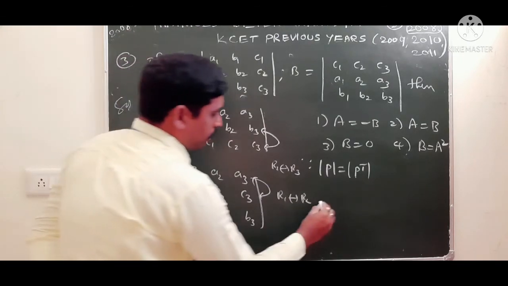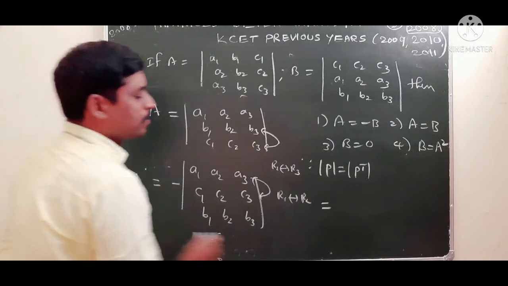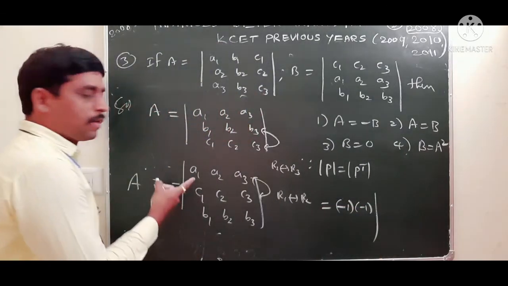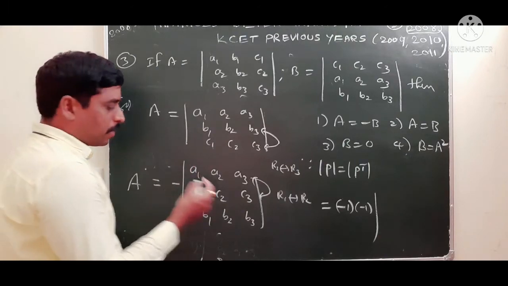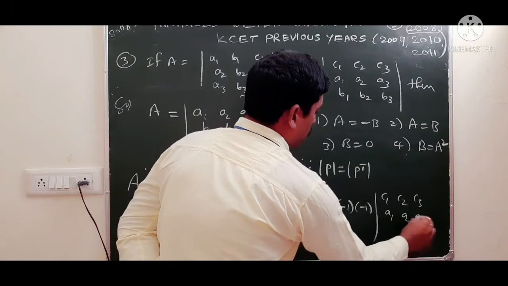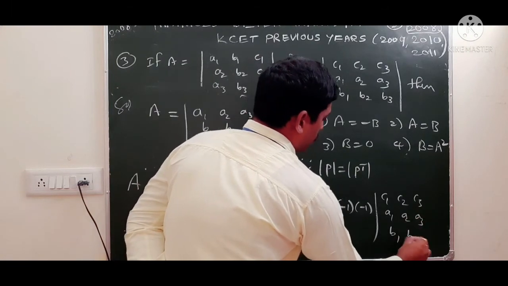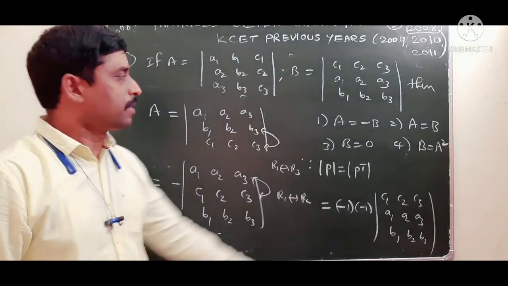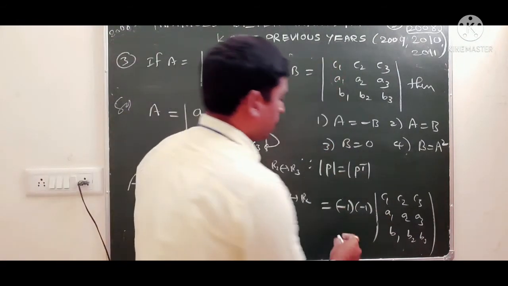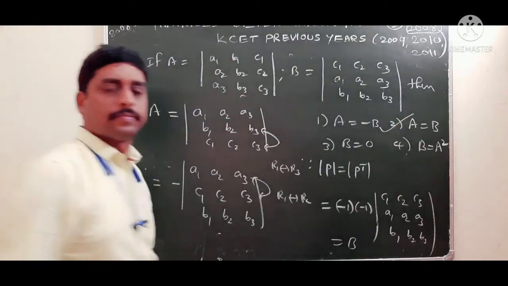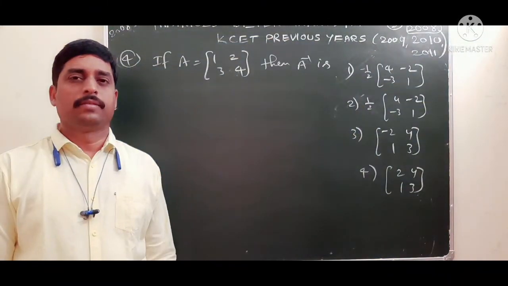This is equal to minus 1 into, we interchange the first row and second row: C1, C2, C3, A1, A2, A3, B1, B2, B3. Minus 1 into minus 1 is plus 1, and this is nothing but B. Therefore A is equal to B, second option is correct. So let us look at the next question.